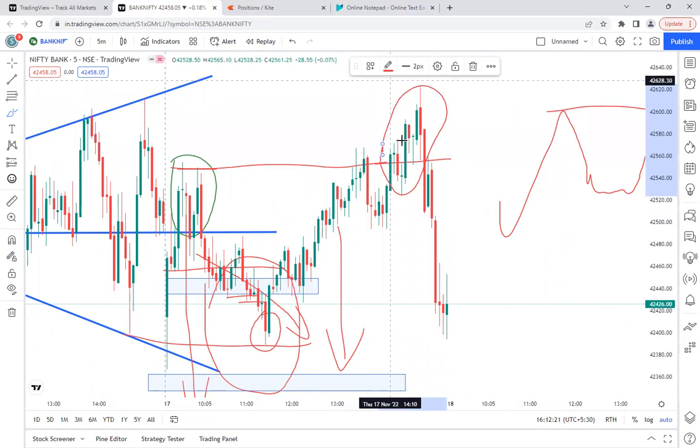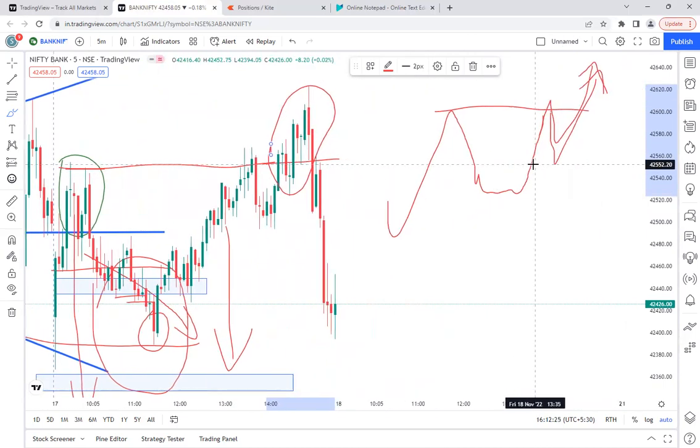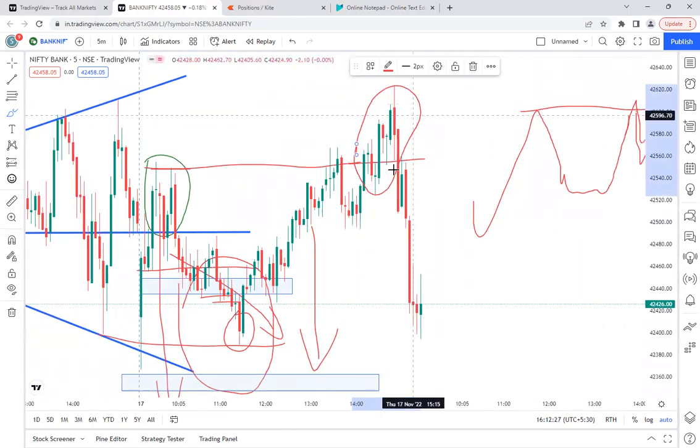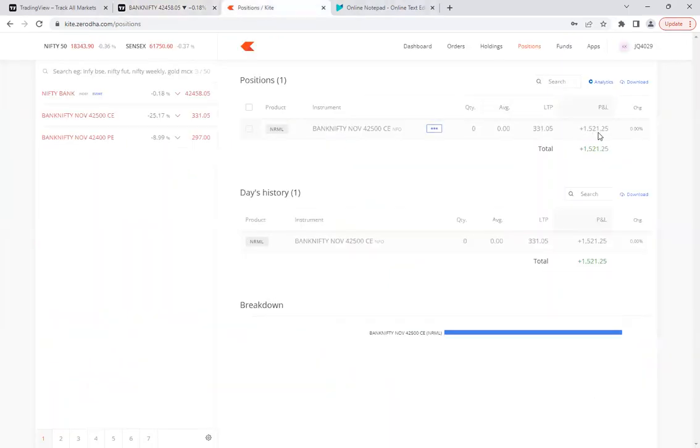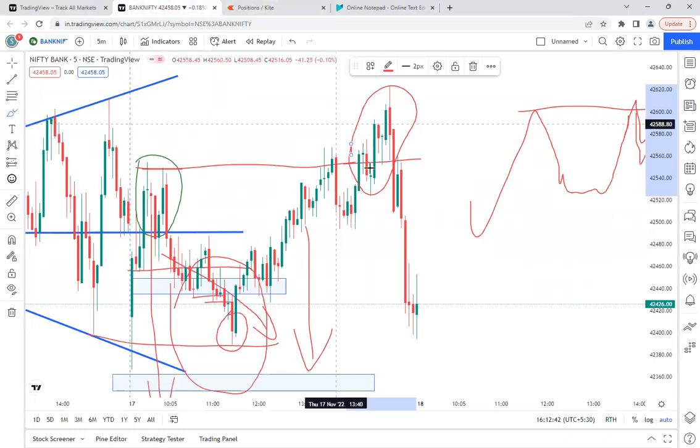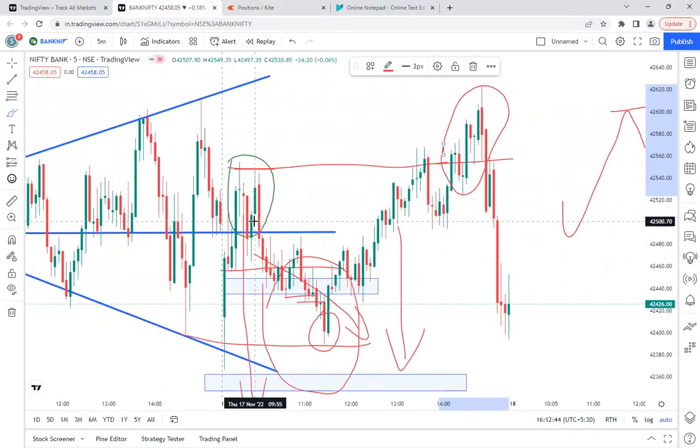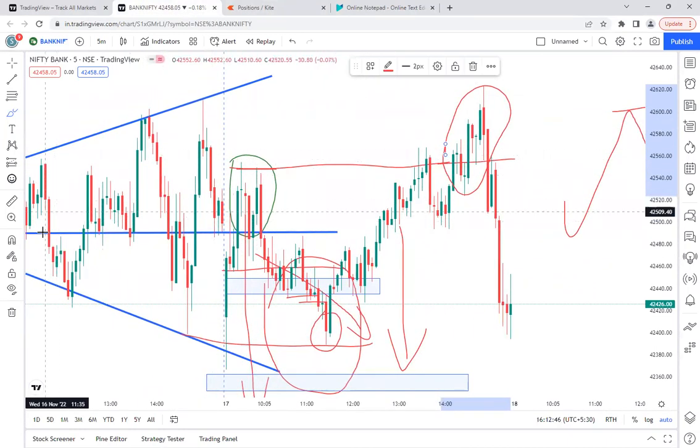This move reflects this kind of pattern. Here I have taken one small position. Actually, I was not very confident in the position, so I took a small position and booked around 1500 rupees profit. I bought the call option here. Okay, I have bought the call option. So until this point of time, if you see, I will draw it in this way.